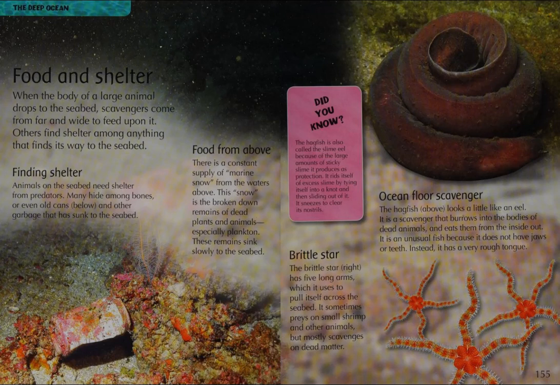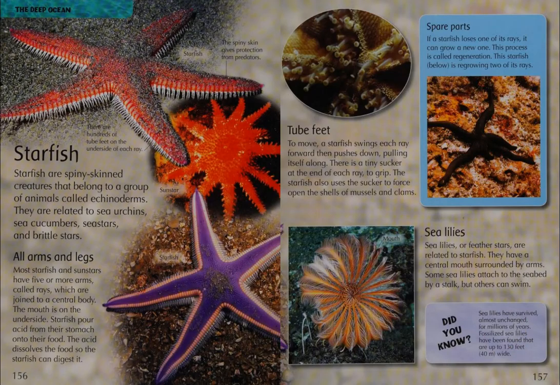Brittle star. The brittle star, right, has 5 long arms, which it uses to pull itself across the seabed. It sometimes preys on small shrimp and other animals, but mostly scavenges on dead matter. Starfish. Starfish are spiny-skinned creatures that belong to a group of animals called echinoderms.